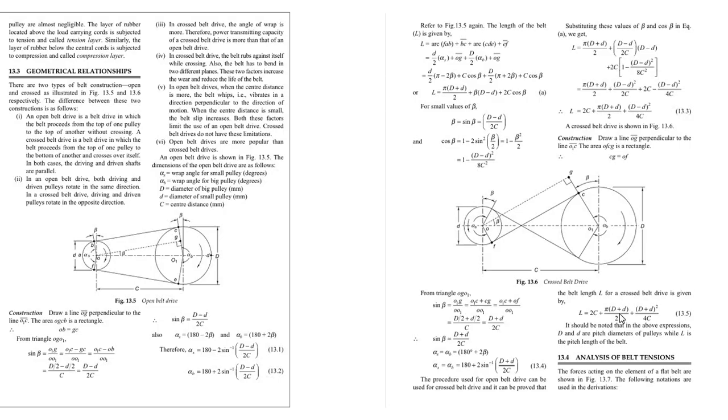Another parameter is the width. By knowing these two parameters, we can select the belts. Okay. Then we will move towards the belt selection. Let's see the selection of belts from the manufacturer's catalog. In practice, the designer has to select the belt from the manufacturer's catalog.